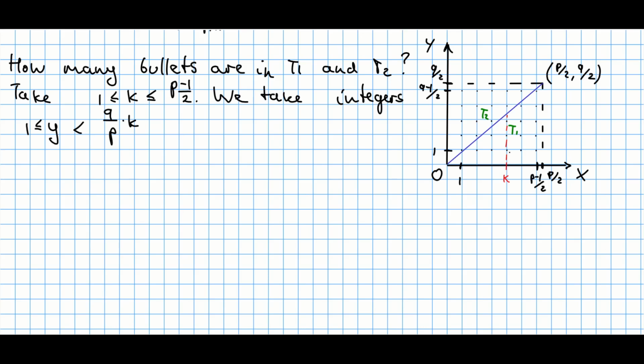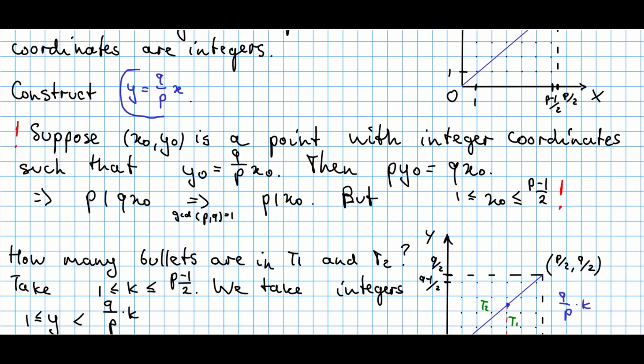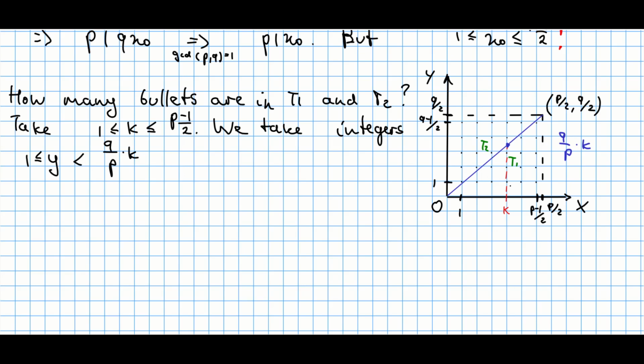So it means that we have to compute how many integers y we have here. If this is k, then this blue point corresponds to q over p times k, according to how we defined the straight line with this equation. So we need to compute how many integral y's we have between 1 and q over p times k. Now, how many bullets do we have here? Well, we just take the element q over p times k and take its integer part, the biggest integer less than q over p times k. So on this red line, we have in total the integer part of q over p times k bullets. And this holds for any k between 1 and (p minus 1) over 2.